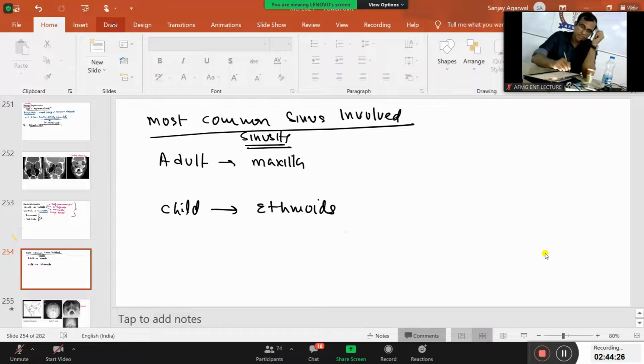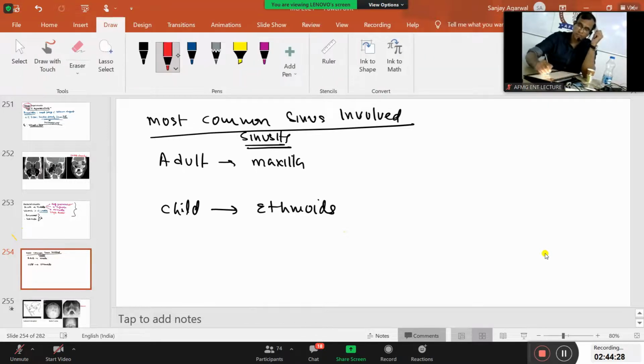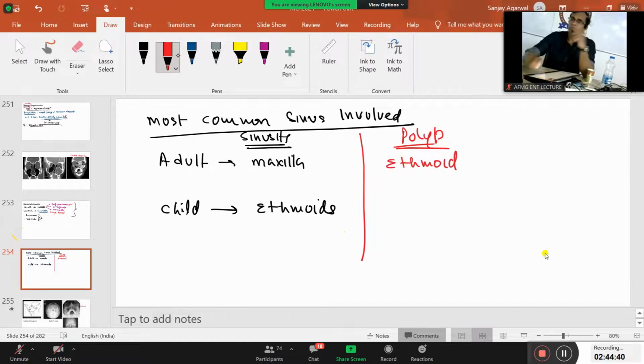But after this we are going to talk about polyps. When we discuss polyps, we know that the reverse is true. That means polyps in adults are seen in ethmoids and polyps in children are seen in maxilla. So if you remember this point, that sinusitis or polyp is opposite in children and adults, you can remember it, and they are asked in the exams. That's why you have to know this.